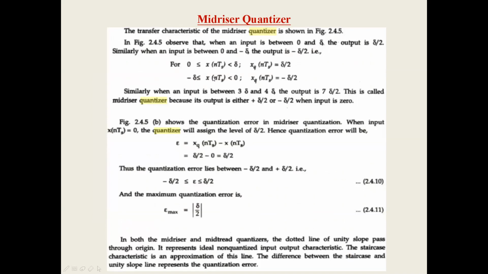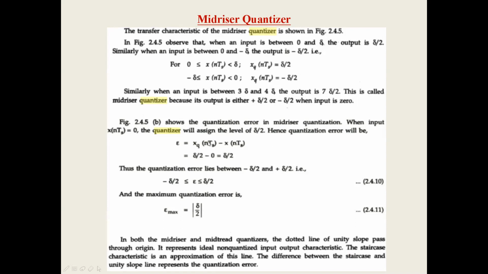Minus delta less than or equal to x of nTs less than 0, xq of nTs equals minus delta by 2. Similarly, when the input is between 3 delta by 2 and 4 delta by 2, the output is 7 delta by 2. This is called a mid-riser quantizer because its output is either plus delta or minus delta by 2 when the input is 0.